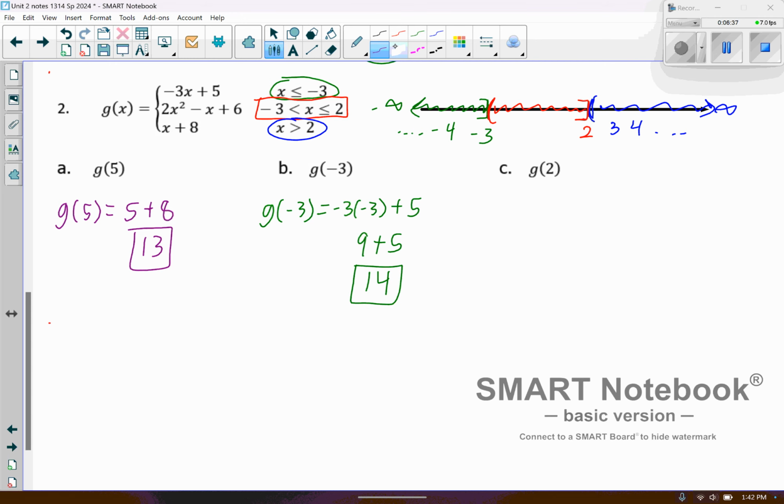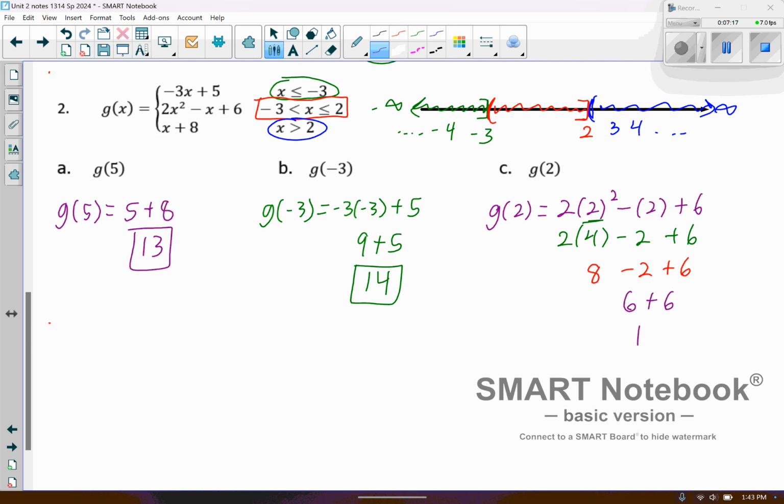Then our part C right here, g of 2. 2 is once again one of those border values, and it's going to be bracketed in with the red part. So now we're looking at using our middle equation. So g of 2 is going to be equal to 2 times 2 squared minus 2 plus 6. All right, well, 2 squared would become a 4. And then 4 times 2 is 8. 8 minus 2 plus 6. So 8 minus 2 is 6. 6 plus 6 is 12.